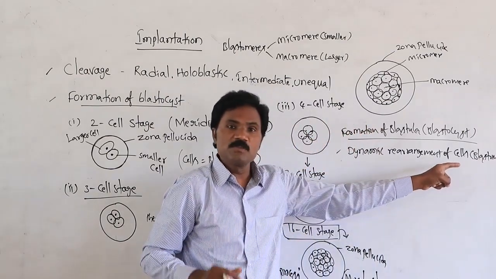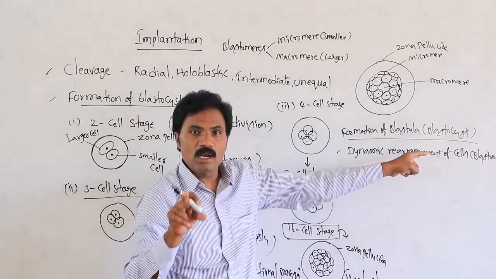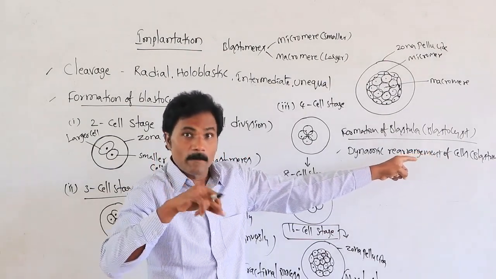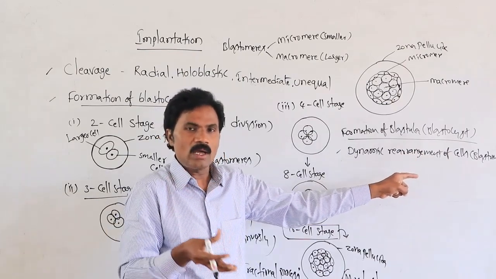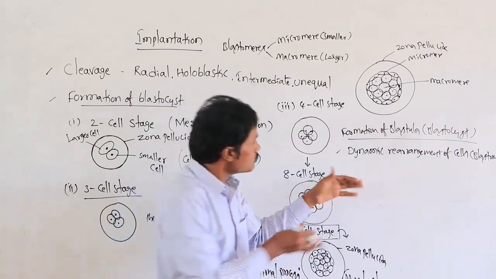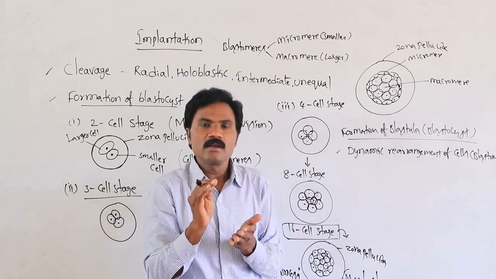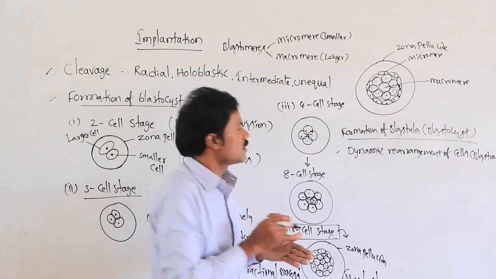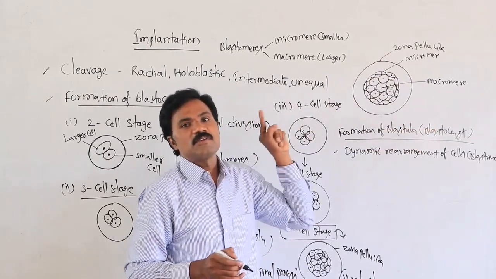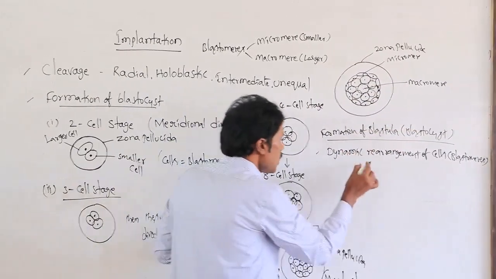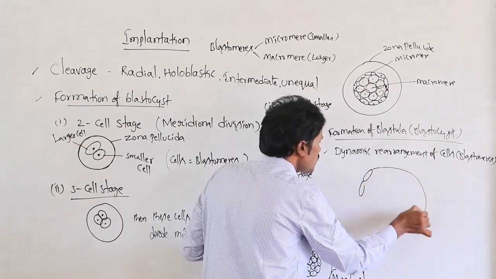Different types of blastomeres means macro as well as micro. Micro, that means smaller, acts as the outer layer, the trophoblast. Macro, larger, acts as the inner cell mass. What is the dynamic rearrangement? Micro cells peripheral, macro cells inner cell mass. After that the zona pellucida completely disappears. Then the outermost flattened cells will be present.